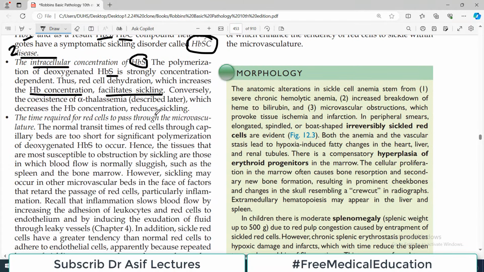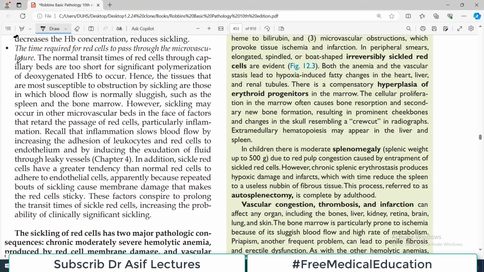And the third factor is the time required for red cell to pass through the microvasculature. That's very important. It will determine sickling behavior. The normal transit time of red blood cell through capillary bed are too short for significant polymerization of deoxygenated HbS to occur. It's too short because they pass very rapidly. Hence, the tissues that are most susceptible to obstruction by sickling are those in which the blood flow is normally sluggish. यानी जहाँ से बहुत slowly गुजर रहा है. You give it more time and it will sickle more.